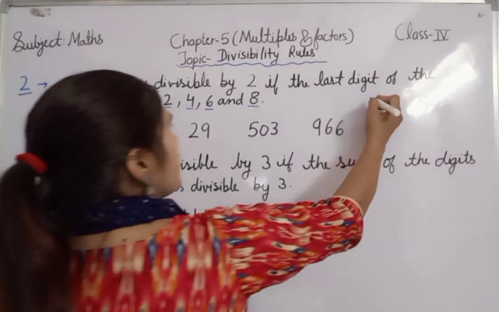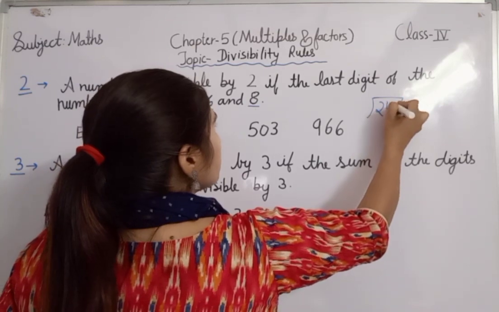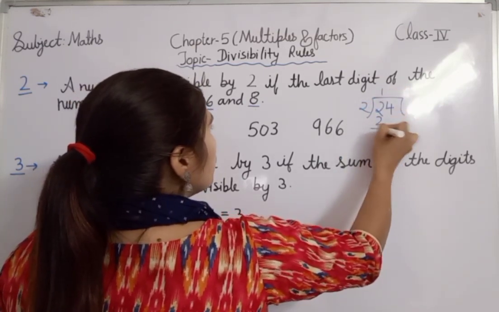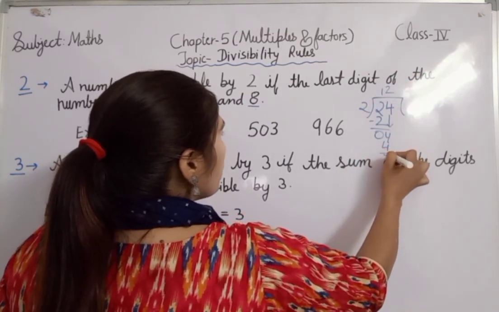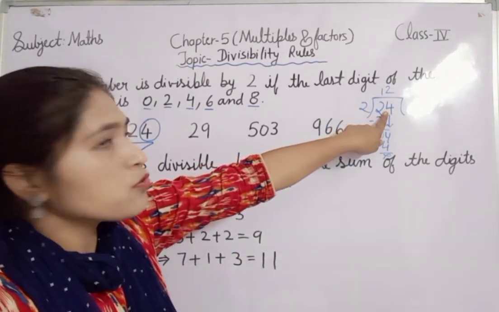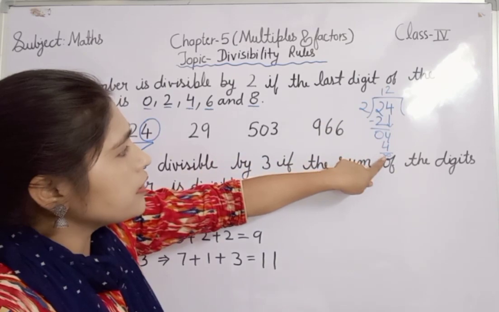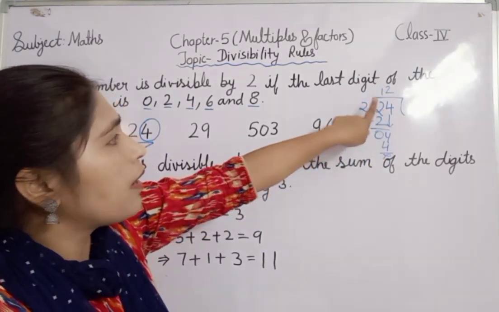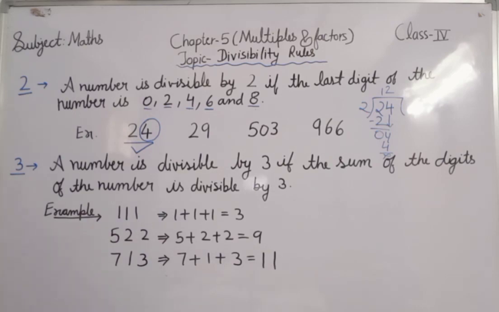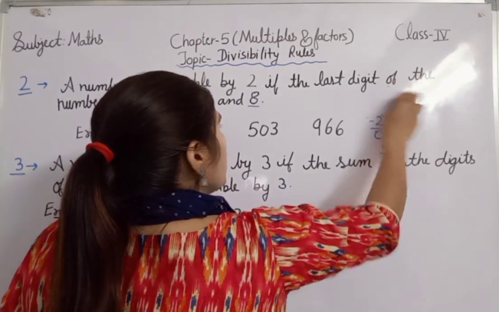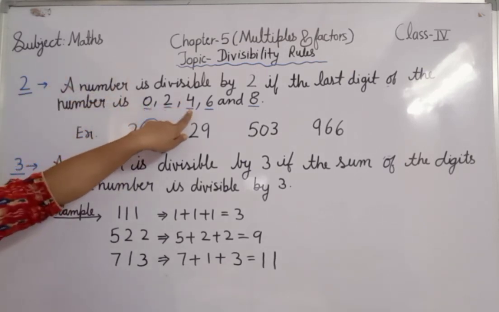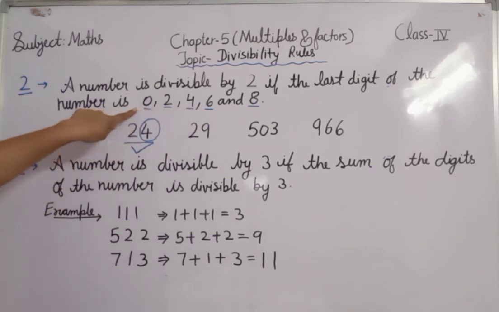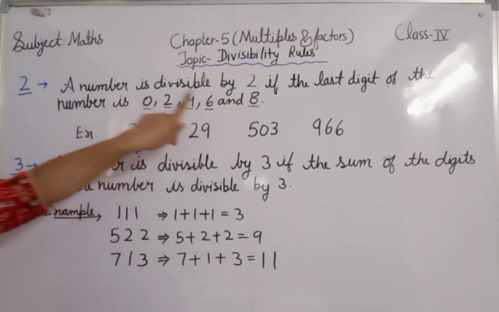For example, I am explaining it to you. See here, 2 ones are 2. Now I am taking 4, 2 twos are 4. No remainder. If I am dividing this 24 by 2, there is no remainder. It means 24 is completely divisible by 2. But every time you need not check with division. You have to just know the rule of 2. What is the rule of 2? The last digit of the number should be 0, 2, 4, 6, 8. If the last digit of the number is one of these, it means it is divisible by 2.